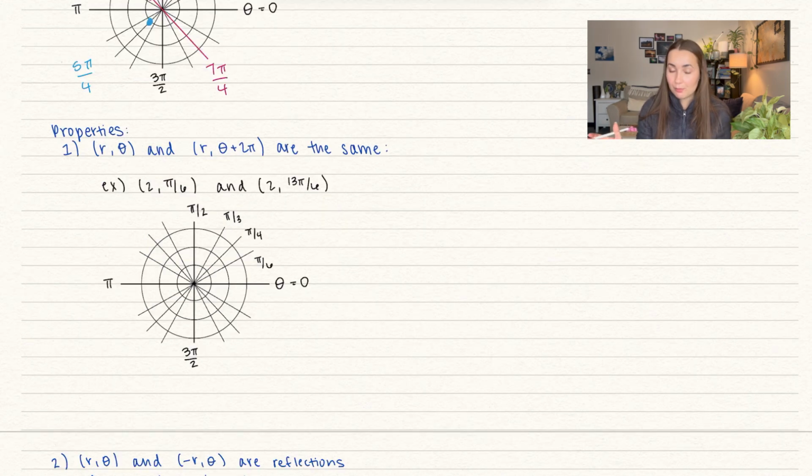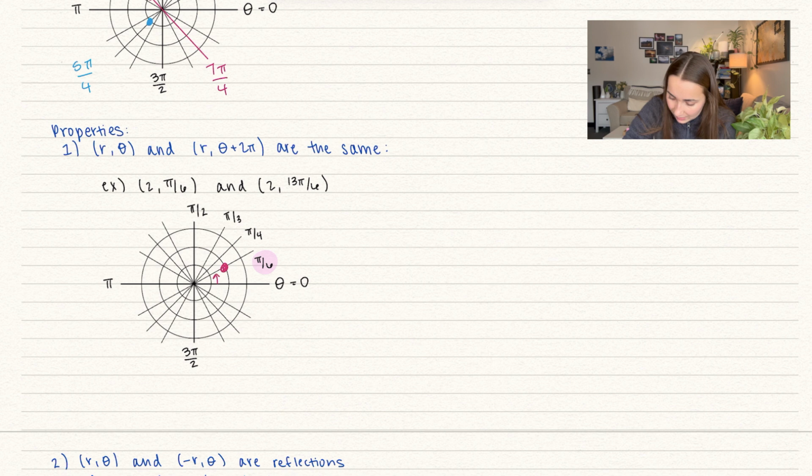Let's talk about the different properties that we see. So first we have a point (r, theta), radius, angle. Now if I add 2 pi to the angle, I'm going to arrive at the exact same point. So let's try this example. We have 2 and pi over 6. So first, let's locate our angle, which is going to be right here, pi over 6. And we're going to go out a radius of 2. So 1, 2. And that right there is going to be our point.